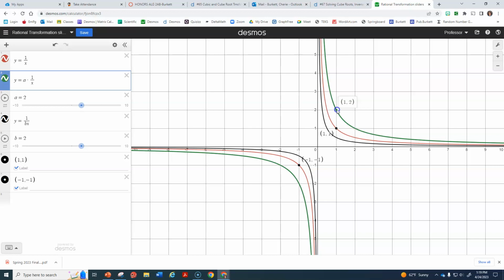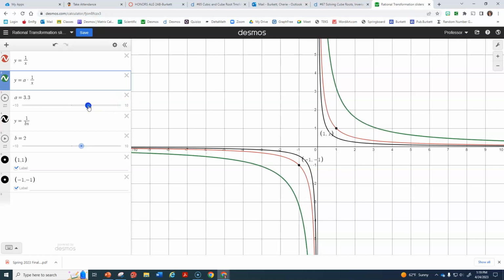Notice that the curve is also very symmetrical. If I pass through the point (1, 2), I'm also going to pass through the point (2, 1). That makes it really easy to do your curve. The same would be true if I changed a to 3.